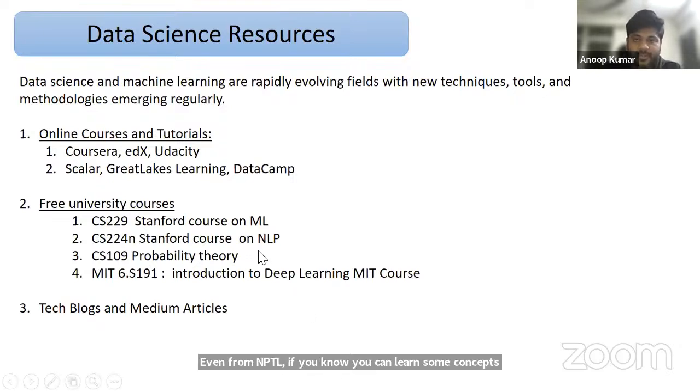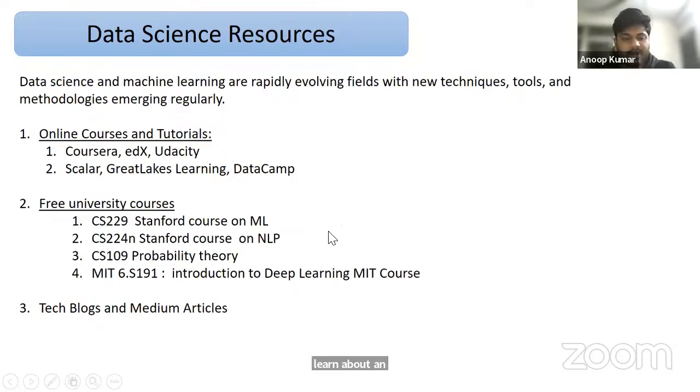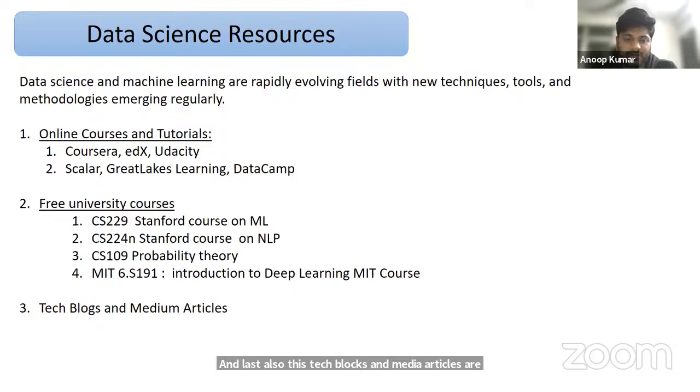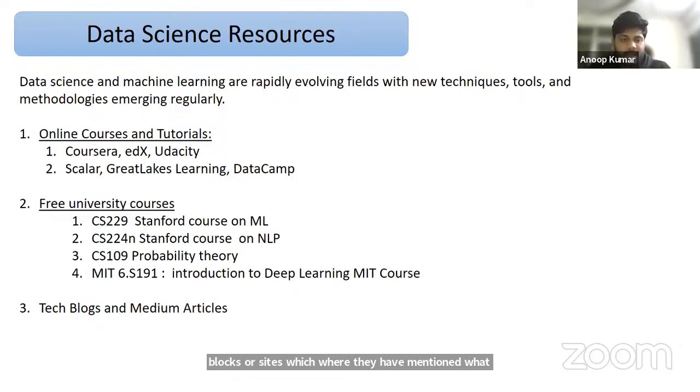So for those who want to learn about NLP, this CS224n Stanford course is a really great course. You can go about that. And lastly, tech blogs and Medium articles really help you in getting to know how real-life data science works. Most of the companies have their tech blogs or sites where they have mentioned what various algorithms they are using, what various problems they are solving. So you should read about those.